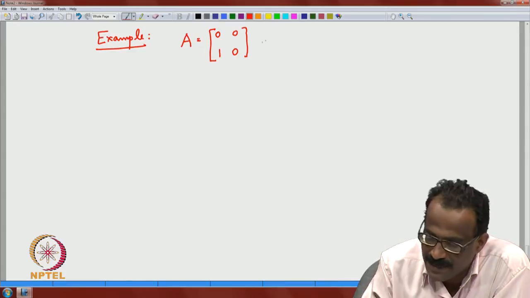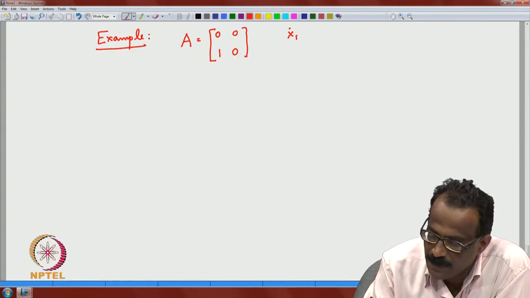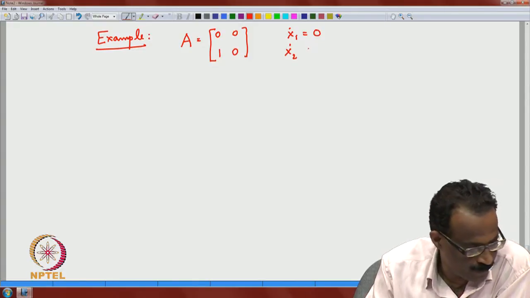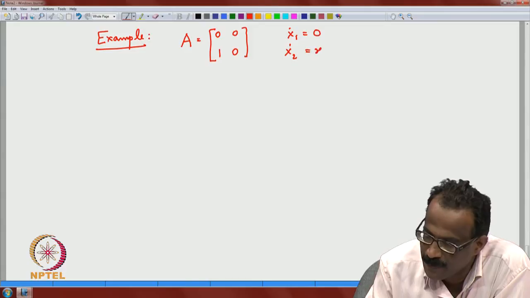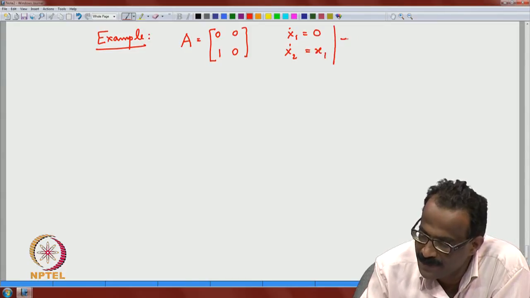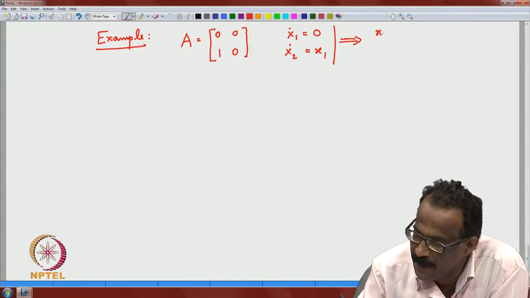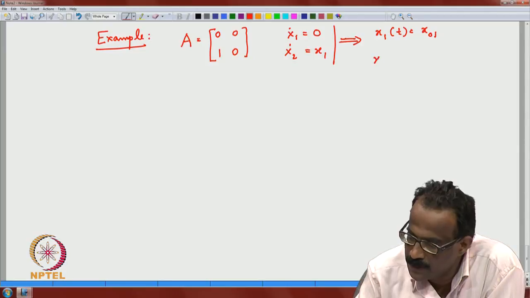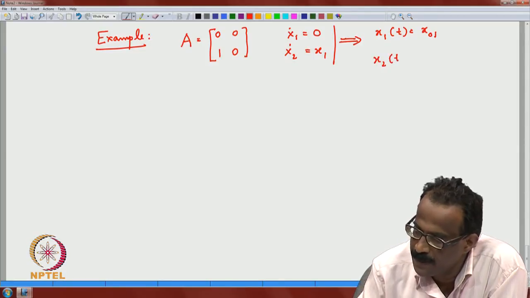So what is the system corresponding to that? x1 dot is equal to 0, x2 dot is equal to x1. So that implies immediately x1(t) is equal to a constant, that is nothing but x01, and your x2(t) is equal to x01 t plus x02.